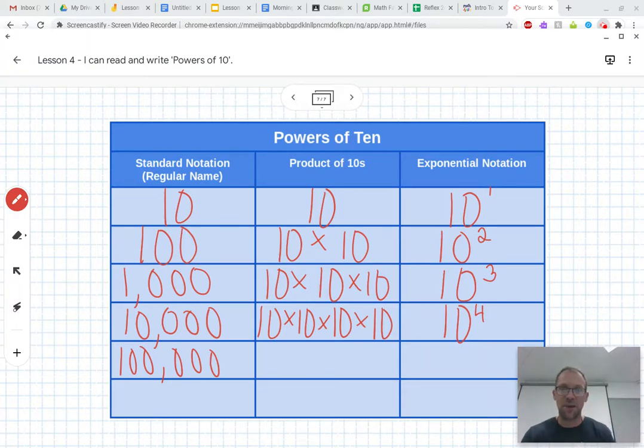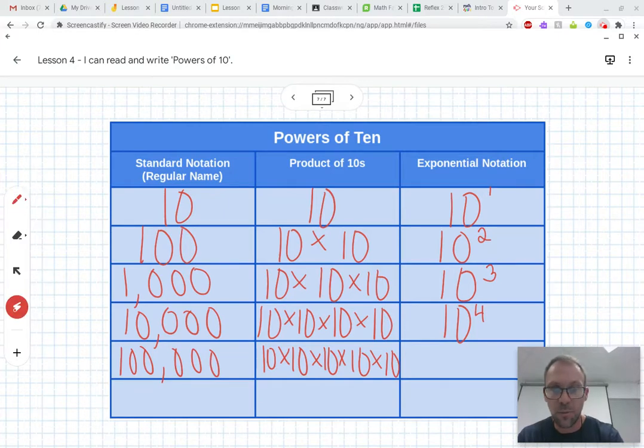Okay, let's figure it out. Let's see, 100,000 was 10,000 times 10. So 10,000 is 10 times 10 times 10 times 10. Okay, so that's the 10,000 from the row above. So now we need to figure out what 100,000 is. So I think that's one more 10. And yep, look at that. 1, 2, 3, 4, 5 zeros. 5 10s, which means we're going to write this number in exponential notation as 10 to the fifth power.